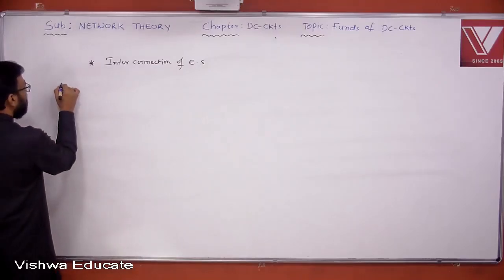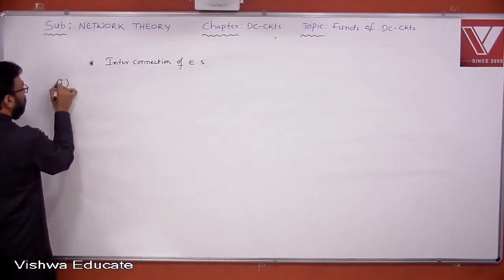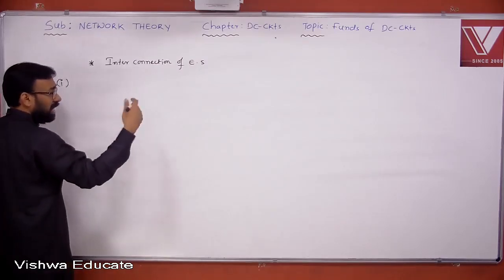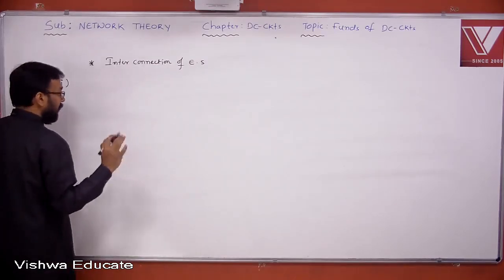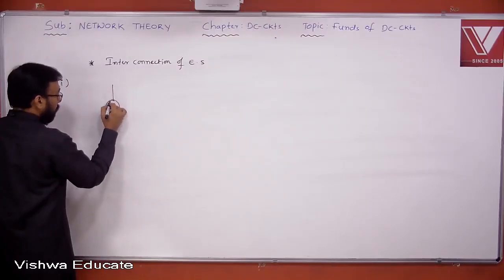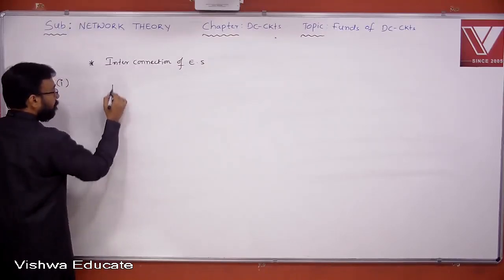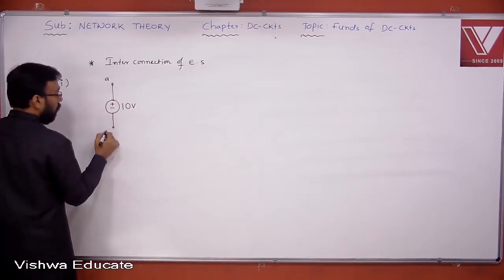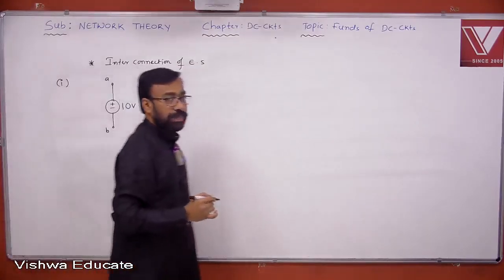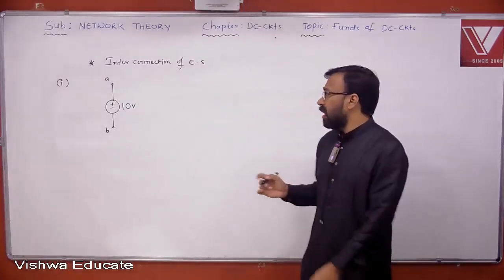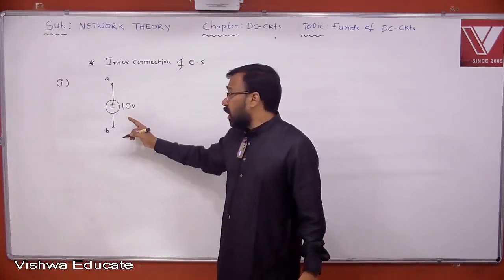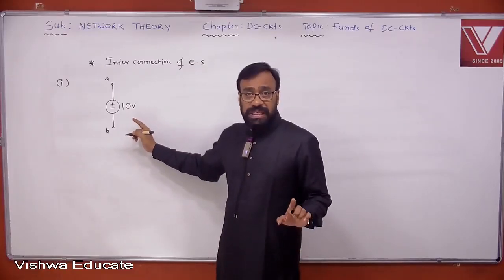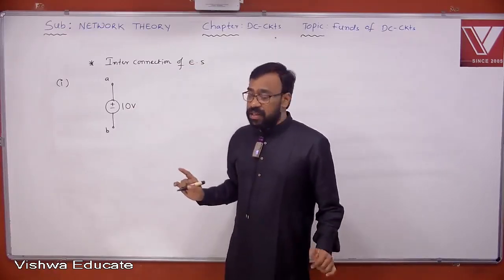Okay, so first let me take a simple example just to understand. You might be knowing already, but still I want to discuss. This will help us in analyzing the networks very, very easily. Now, look at this. For example, there is an energy source represented. What is this basically? You can call it an independent source. You can call it an ideal source. Yes or no?